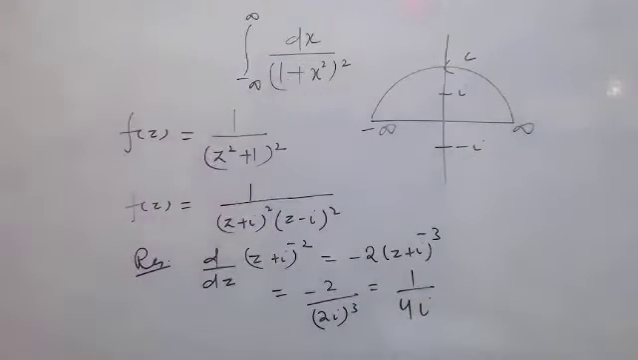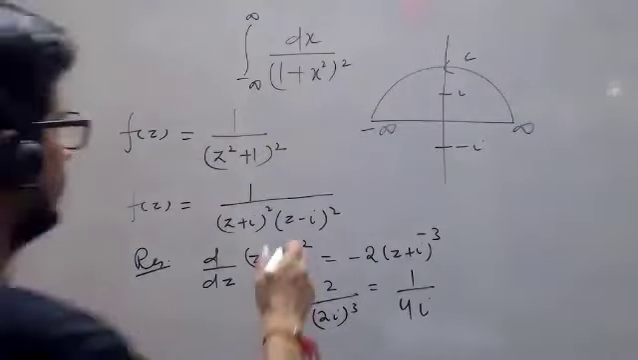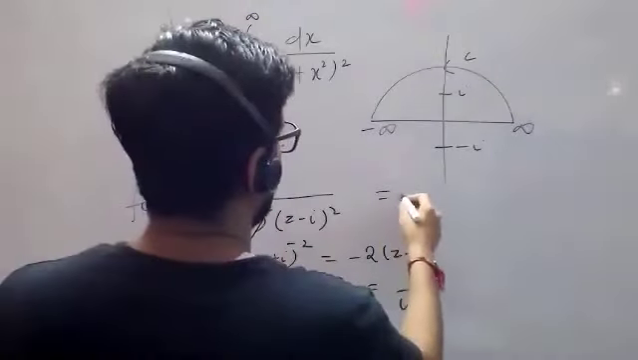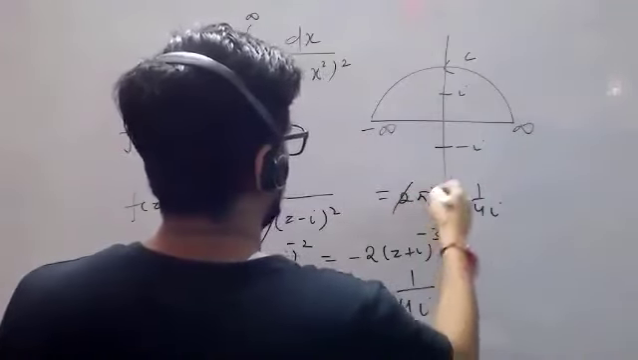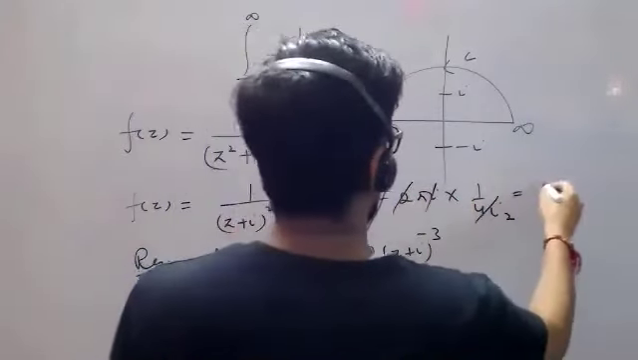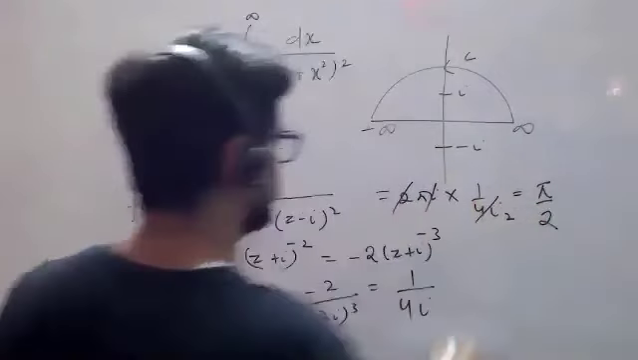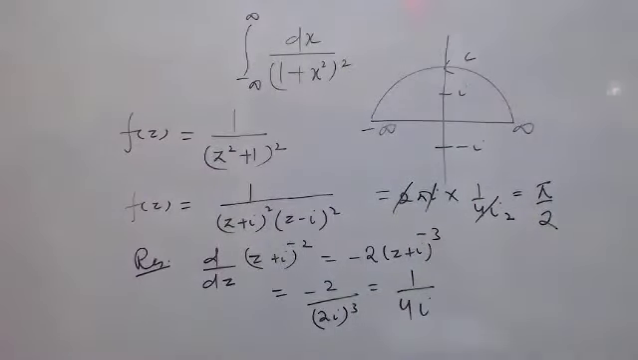Please see this. And what will be the answer? Answer will be 2 pi i into sum of residue. So 2i will give 2. So answer will be pi by 2. Answer will be pi by 2.